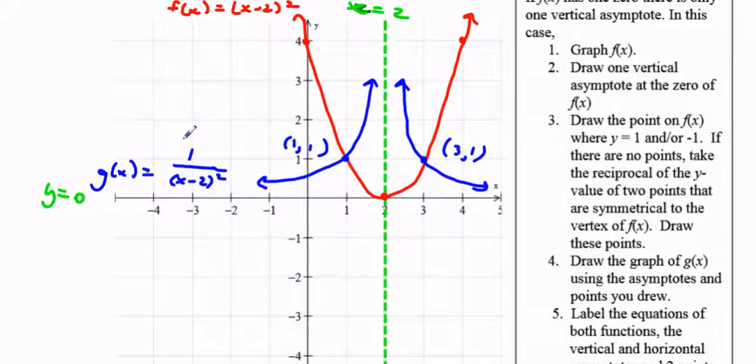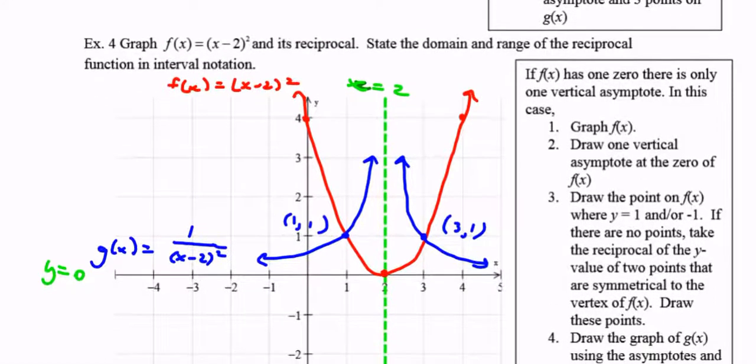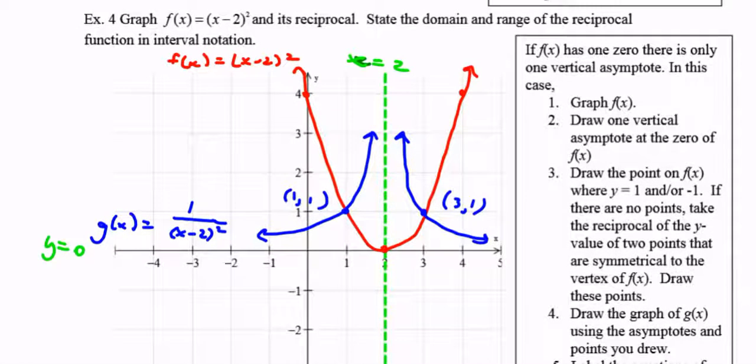If we go back to the very last example, example 4, I forgot to state the domain and range. Sorry, I'm jumping around a lot because I keep forgetting to do the domain and range. But let's just state the domain and range of that blue reciprocal function. You can see that the domain, if we go from left to right and we sweep and look at the blue graph, we can see that there is a vertical asymptote here, and we cannot include that in our domain.